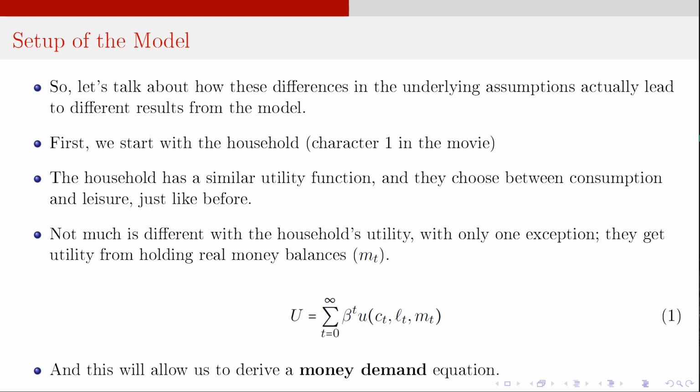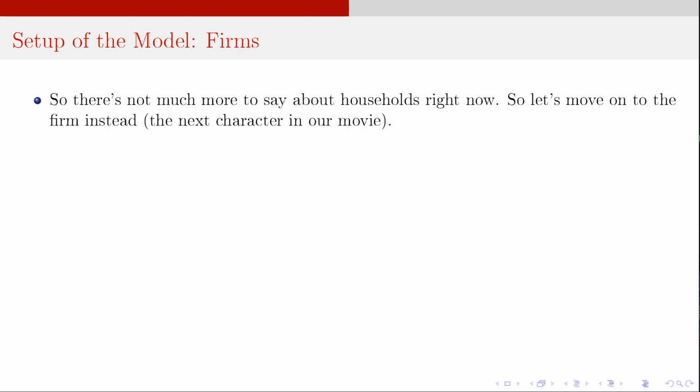Now, there are some theoretical issues that certain economists have taken over the years with including real money balances in the utility function. But overall, it's generally considered pretty okay form to use that. And it also allows us to derive a money demand equation, which is going to have a little bit better predictive capability when trying to establish the equilibrium within money markets themselves. So there's not much more to say about the households, really.